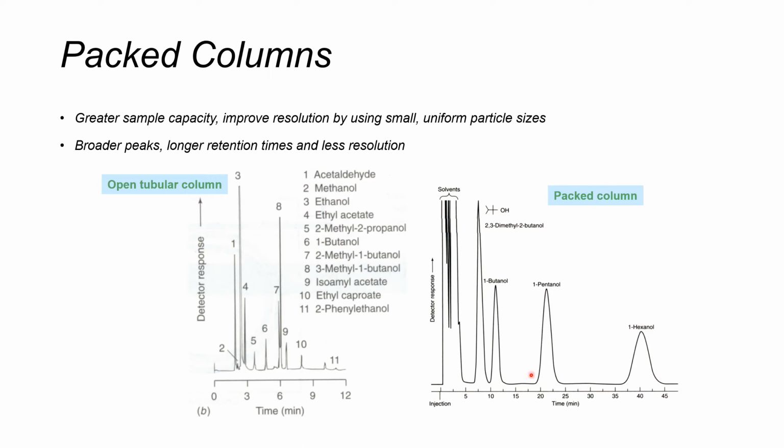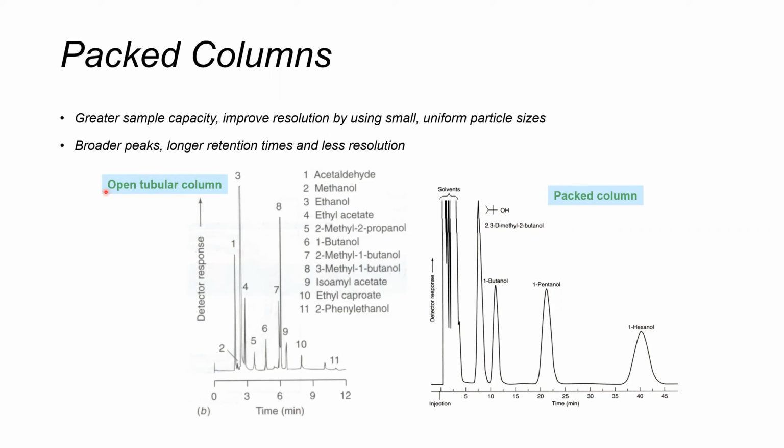So if we've got an open tubular column, this is the column type that we've been talking about, where we have these narrow tubes with a coating on the tube, but the interior of the tube is actually going to be empty. So it's going to be a void through which the gas can pass. That will give us narrower peaks, but it does mean that we can't use as much sample.